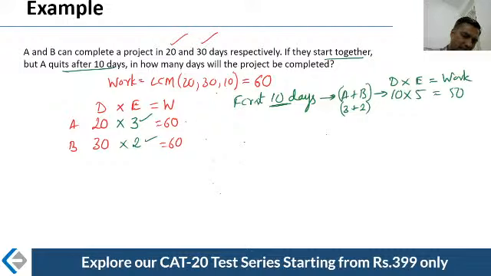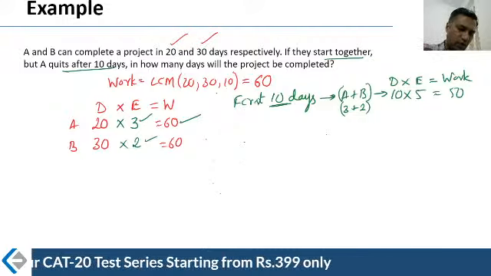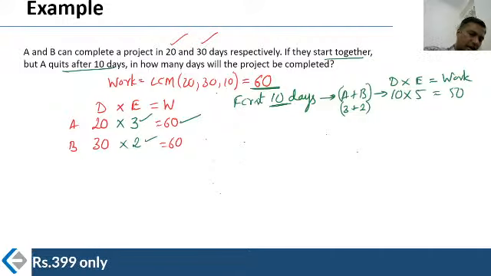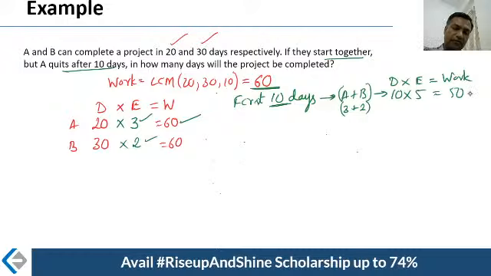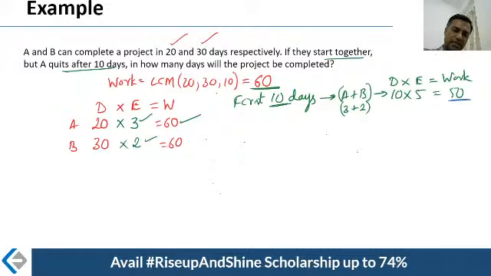What is the total work, guys? The total work is 60 here. Out of total work, if they work together for first 10 days, the 50 units they have delivered. So now how many more units are to be delivered here? Therefore, 10 more units to be delivered.